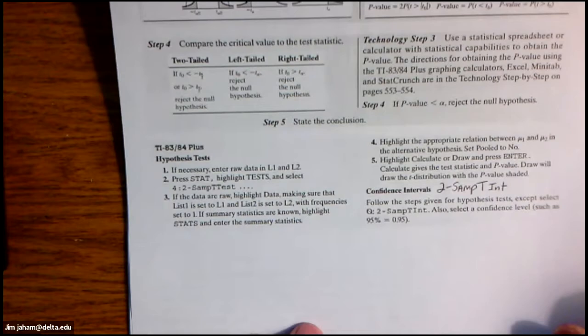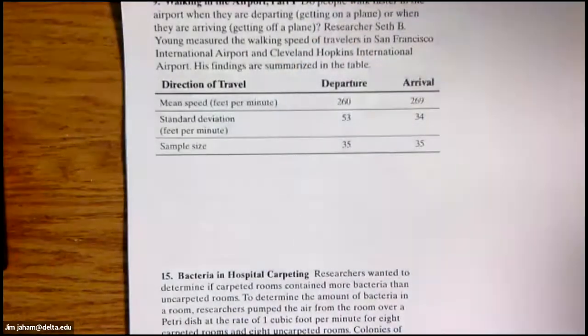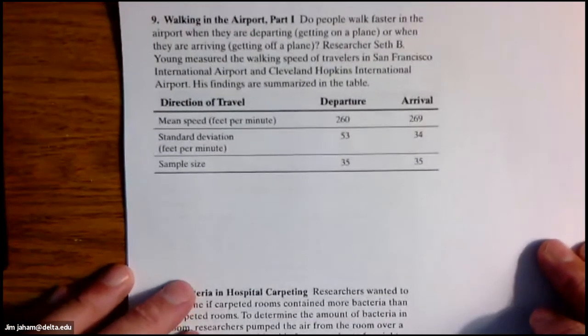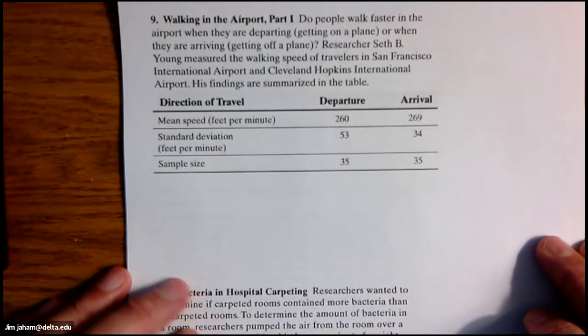All right, what I'd like to do now, that's kind of an overview of differences in the steps. I now want to take a look at a couple of problems that are on this worksheet. And the first one deals with walking in the airport.